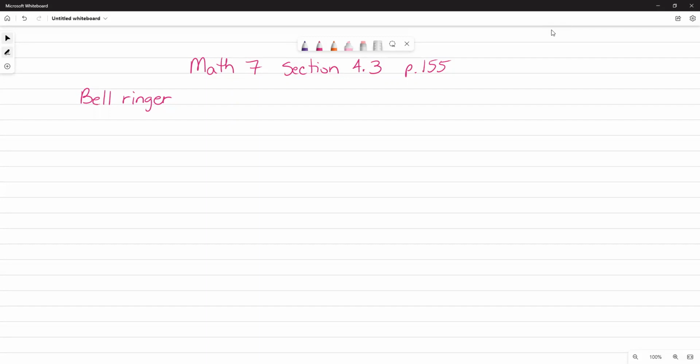The bell ringer for this morning is actually gonna just be a review of the previous section, especially with it being Monday. So I would like for you to find the greatest common factor using the given method. So we're gonna practice all of them.